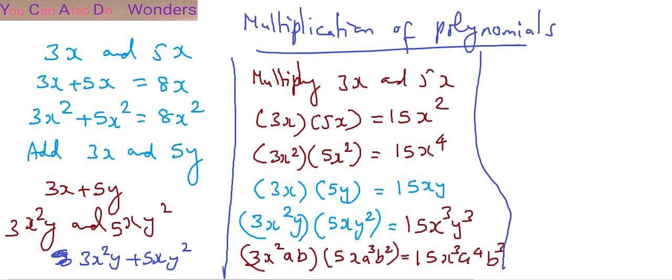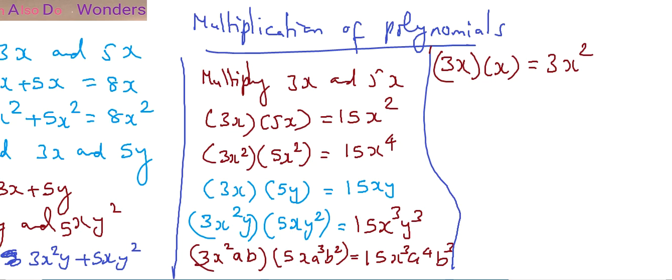Now let's see how to multiply a monomial and another polynomial, maybe a binomial or trinomial. Let's say, see if the coefficient is 1. For example, 3x into x. How to multiply 3x and x? Here x means 1x. So 3 into 1 is just 3. So 3x square.